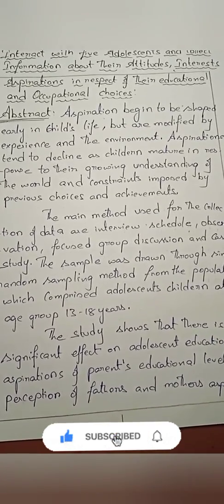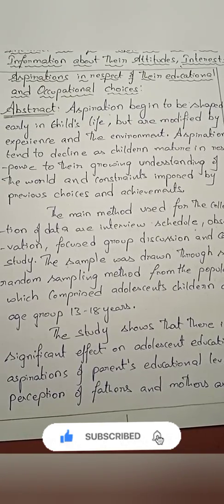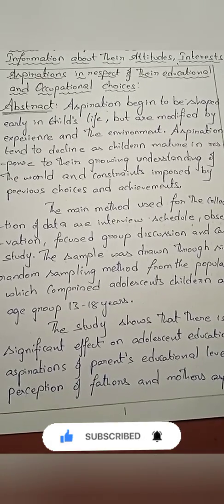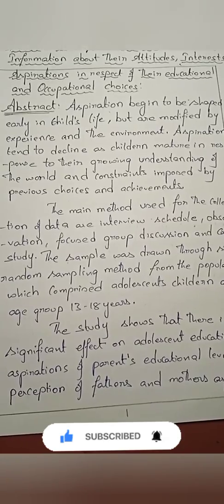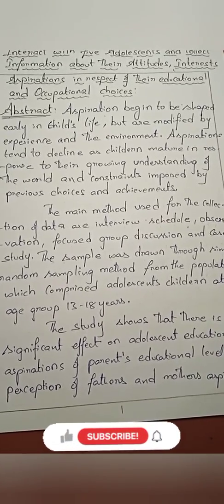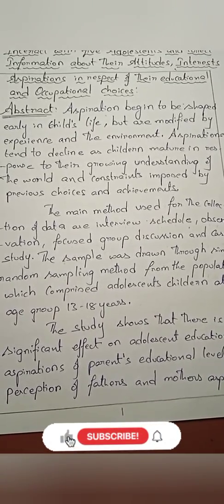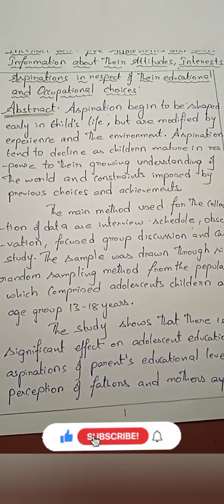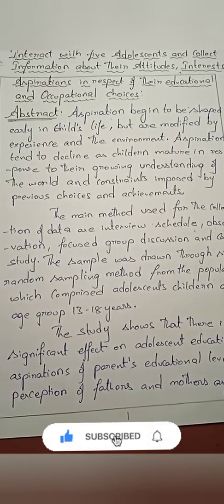Abstract. Aspirations begin to take shape early in a child's life but are modified by experience and the environment. Aspirations tend to decline as children mature, in response to their growing understanding of the world and constraints imposed by previous choices and achievements.